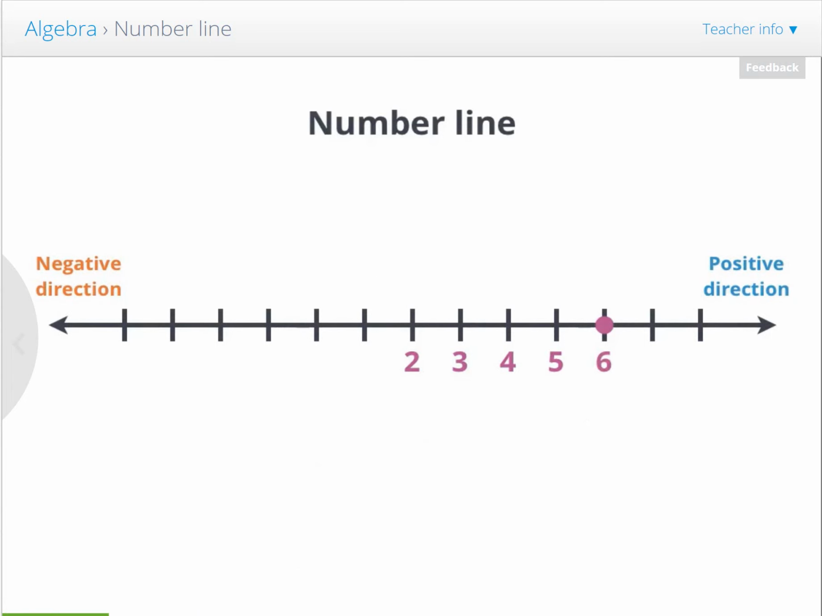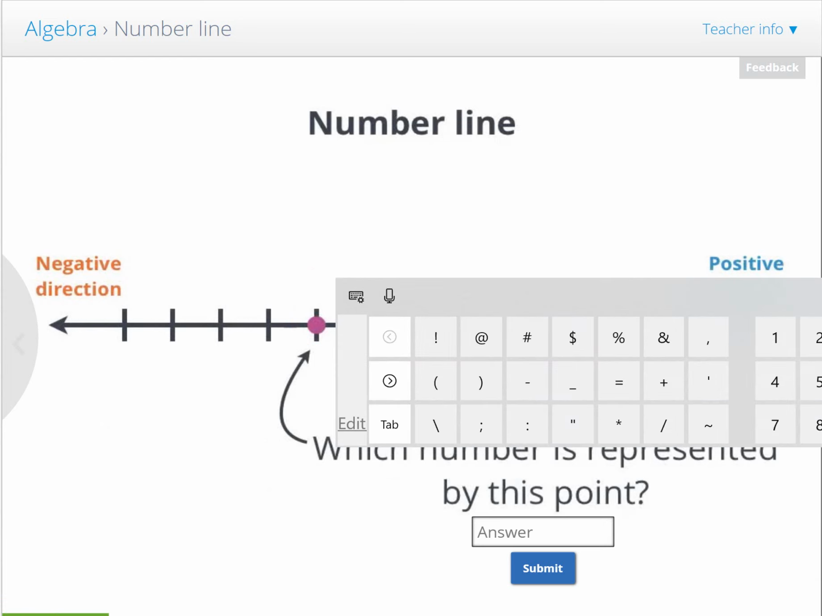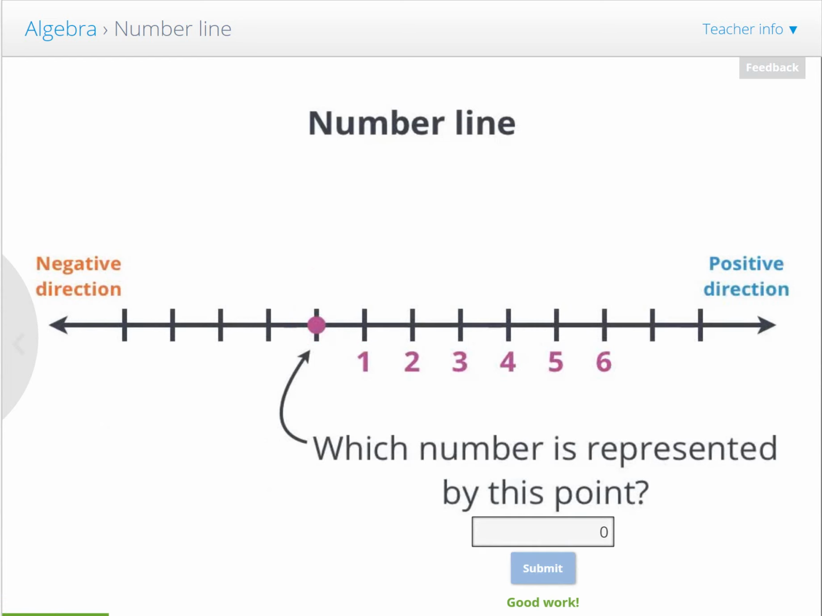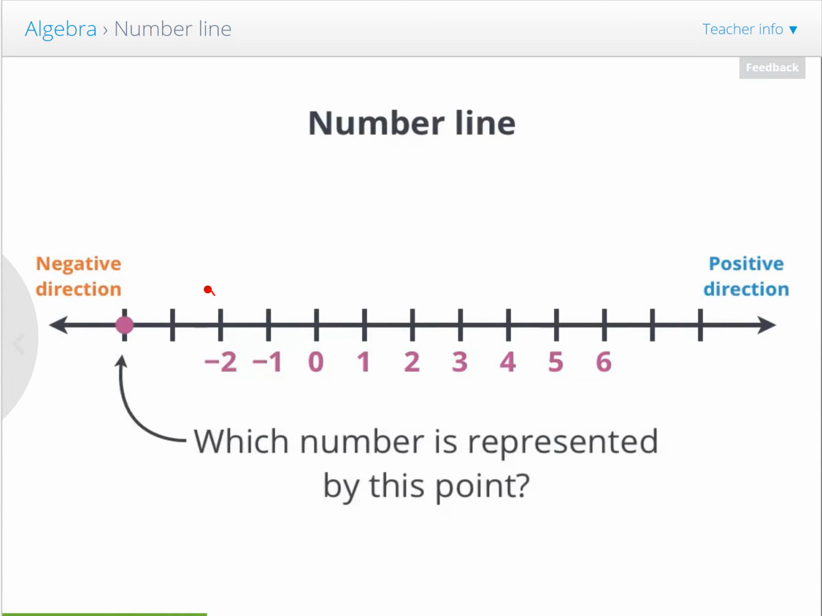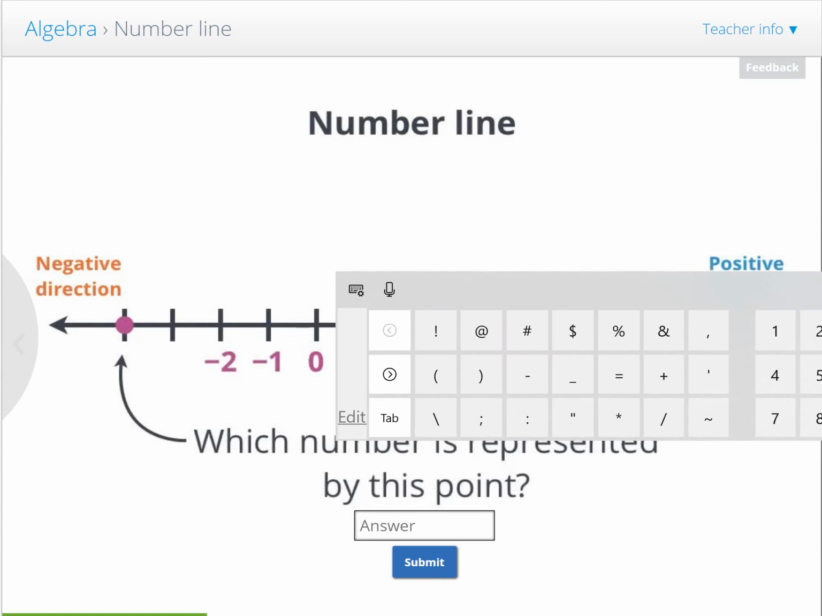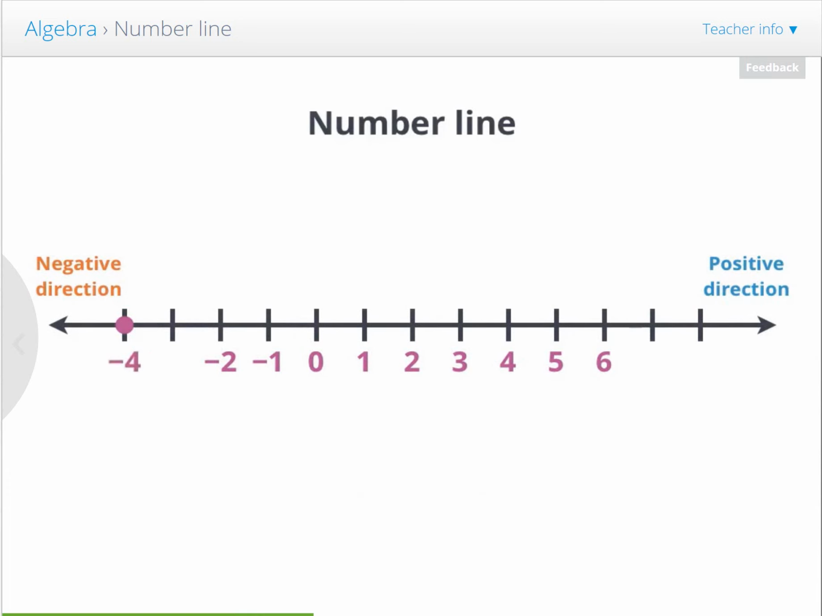As we move in the negative direction, the numbers get smaller. So the tick mark directly left of 2 is 1. Which number do you think is represented by this point? Exactly, this is 0. And if we keep going left, we'll have negative numbers, like -1 and -2. Which number is represented by this point over here, 2 tick marks to the left of -2? Nicely done. This is -4.